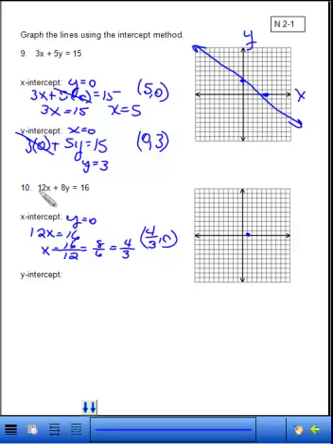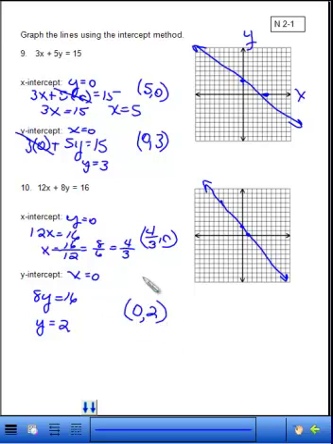Okay. Now look at the y-intercept. Remember, we want x to be 0 on the y-intercept. So 12 times 0 is 0, so what's left over there, you look here, we have 8y equals 16. So 8y equals 16, and y equals 2. So we go up here to y equals 2. And we try to draw a line that will go through both of those points. Okay? And that is how you graph lines using intercepts.